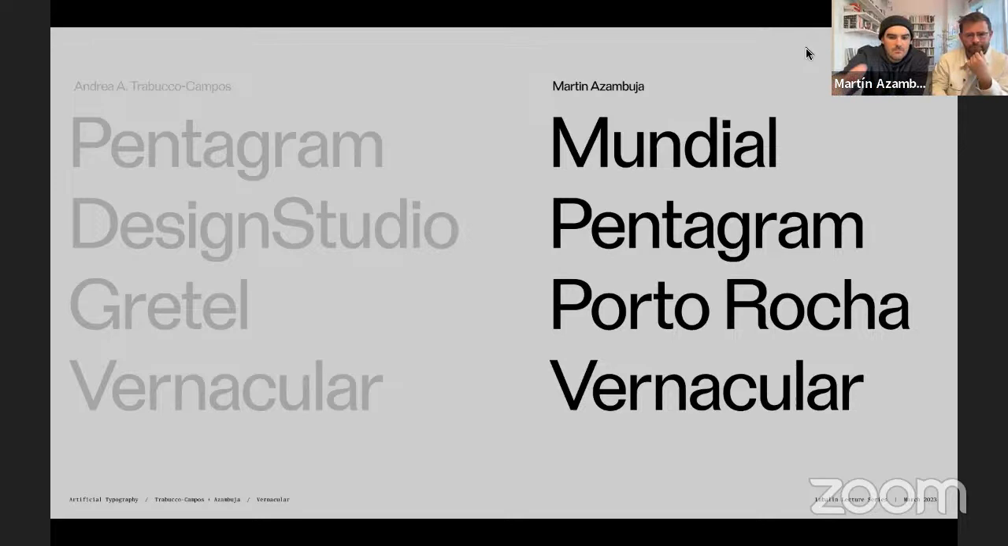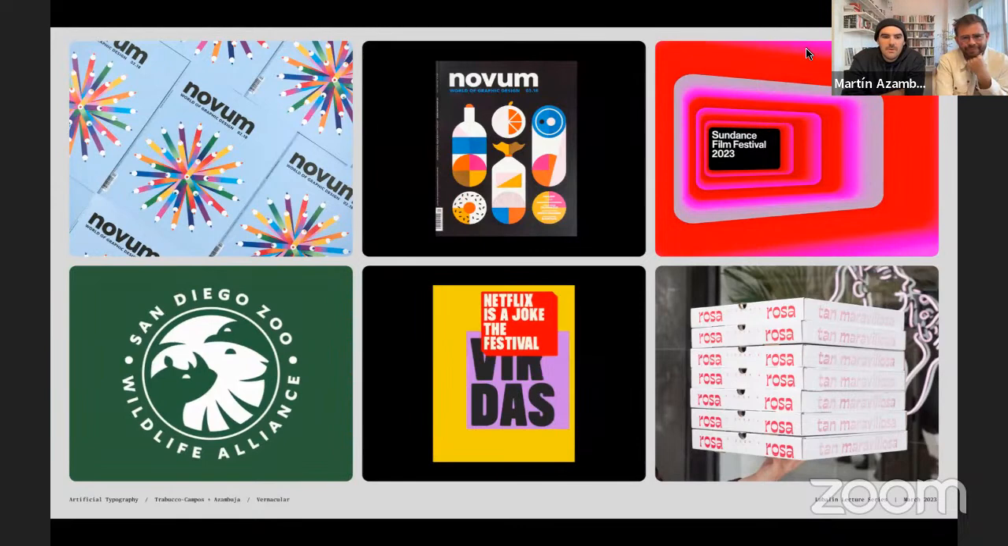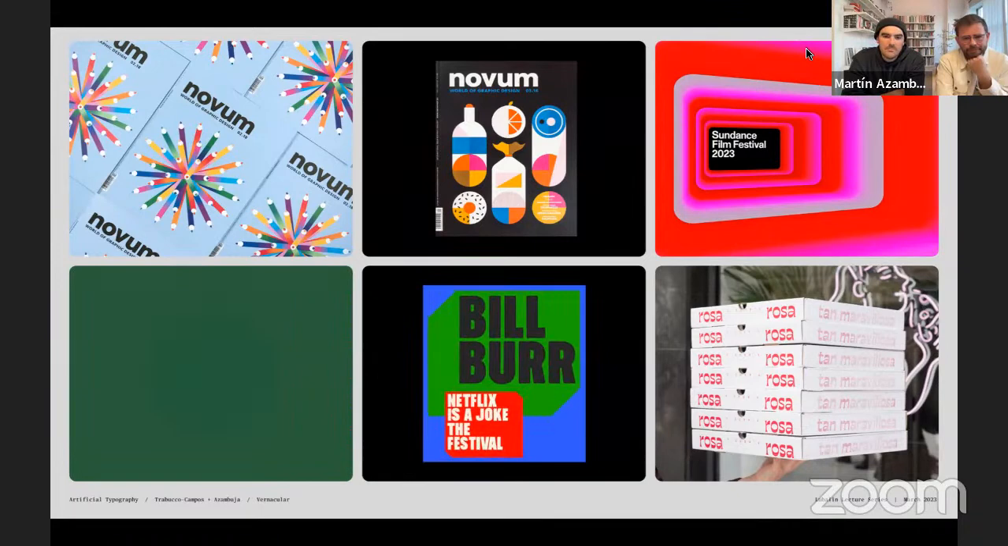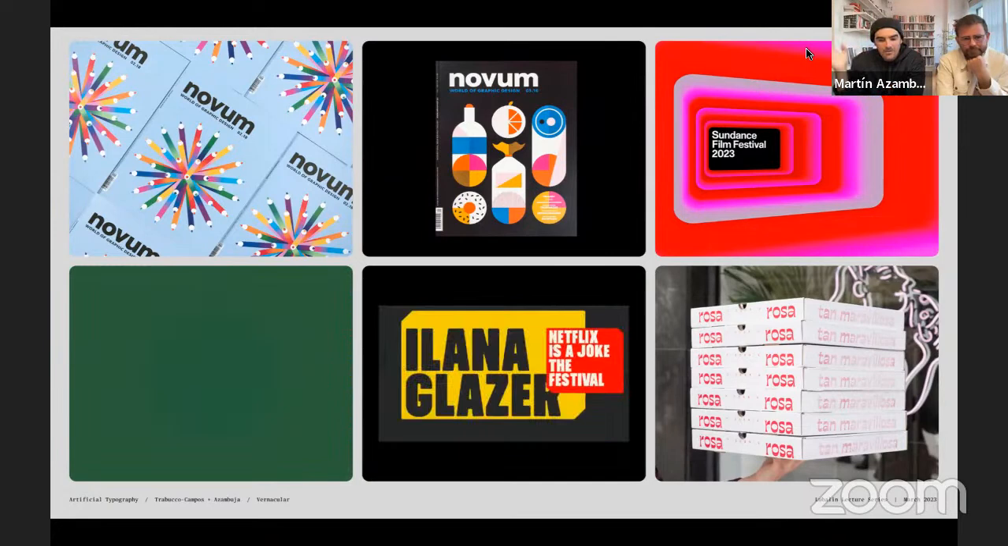In this image, you can see a bunch of different projects that I made this time. And as Andrea said, there are some projects that are part of the studio work, some here at Pentagram, some for Porto Rocha, but at the same time, there are projects that are on the side, and basically a lot of illustration and covers.